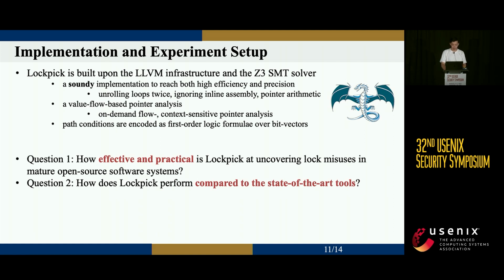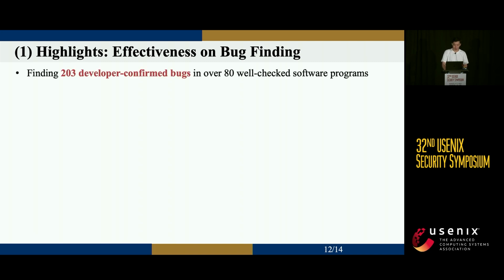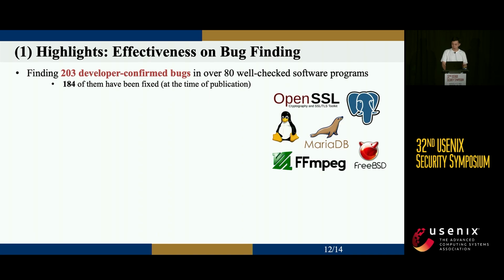For tool evaluation, the first highlight is that our tool is very effective on bug finding. Specifically, we have found 203 developer-confirmed bugs in over 80 well-tested software programs. And 184 of them have been fixed at the time of publication. The software programs include many popular software such as OpenSSL and the Linux kernel.